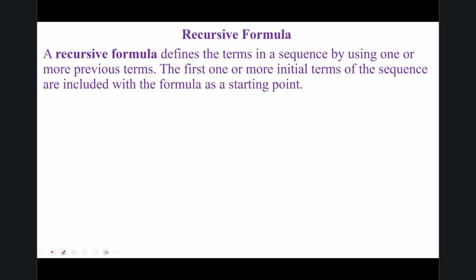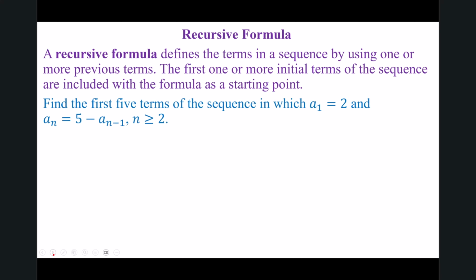A recursive formula defines the terms in a sequence by using one or more previous terms. So the first one or more initial terms have to be defined, and then a formula. So for this recursive formula right here, I'm going to start with the initial term, a sub 1 equals 2, and a sub n equals 5 minus a sub n minus 1, where n is greater than or equal to 2. So we already know a sub 1, that's 2.